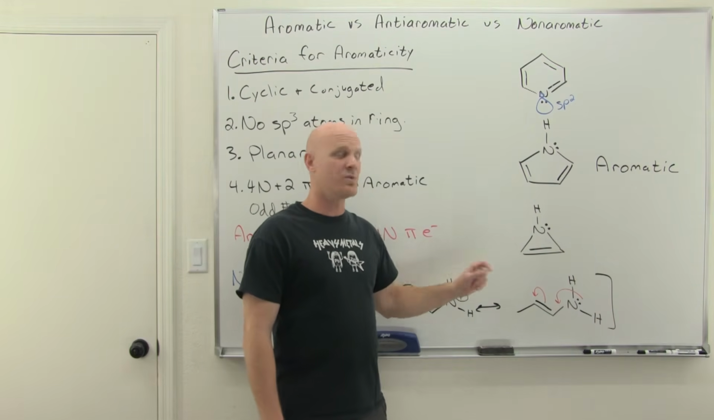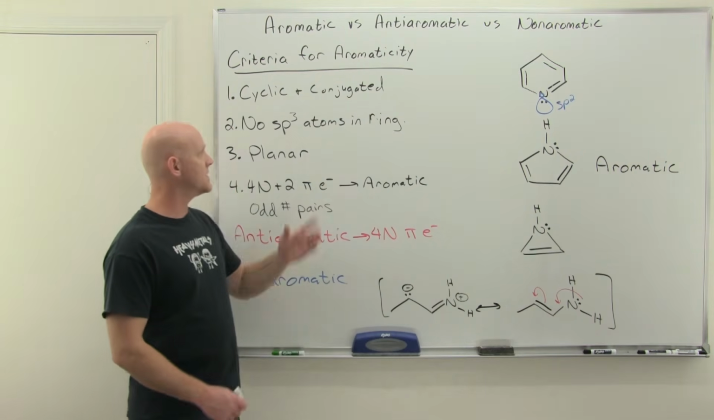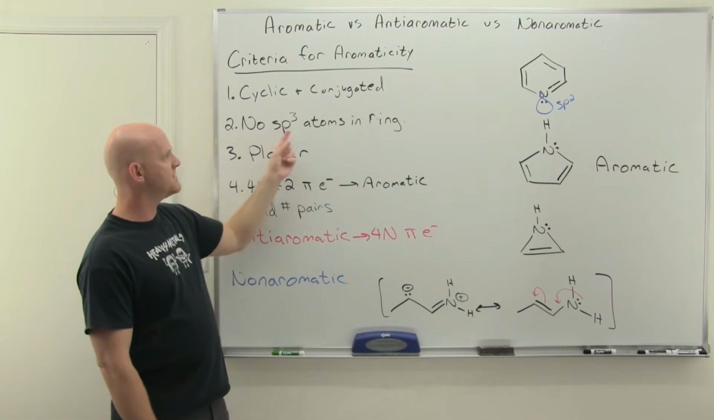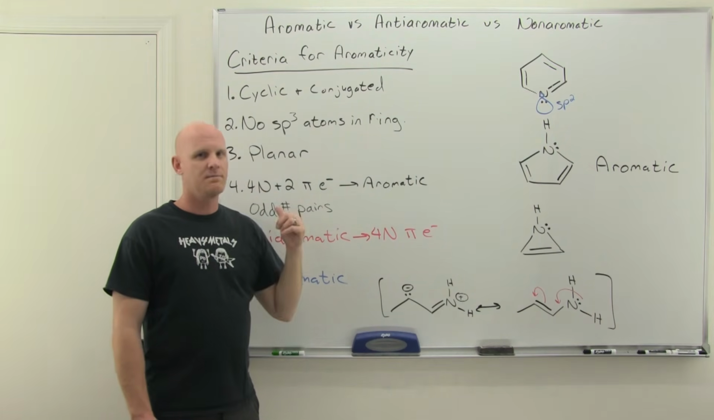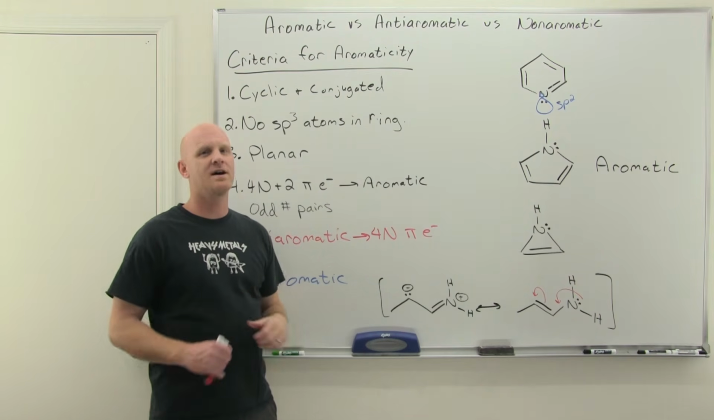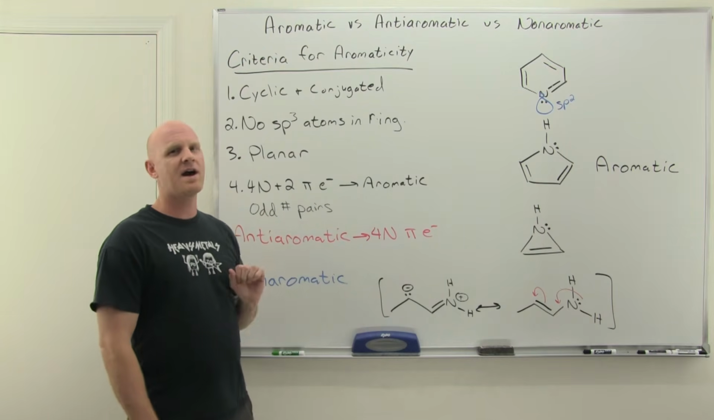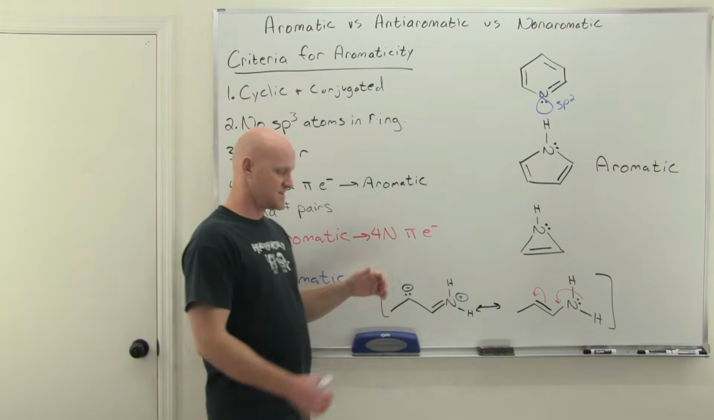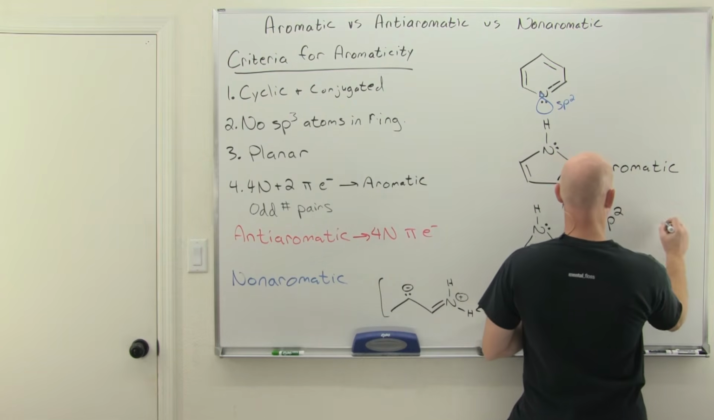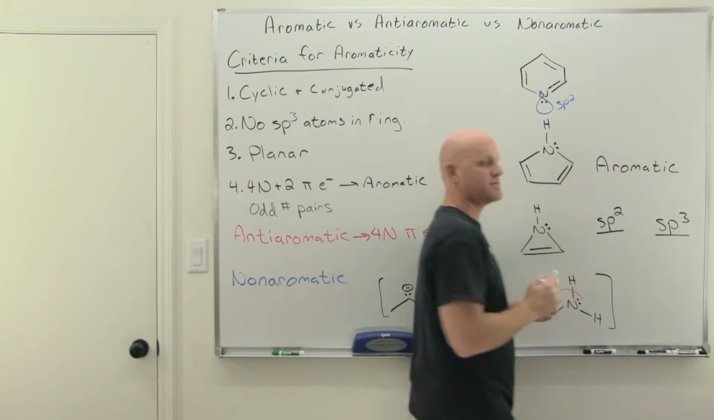But because he's in a ring, maybe he is and maybe he isn't. Let's see how this plays out in this case. So cyclic and conjugated, check. No sp3 atoms in the ring? Maybe. Planar, 3 atoms in the ring, definitely a smaller ring than 7, so definitely can be planar. And now we've got to figure out how to count pi electrons. And so the question is, is this nitrogen sp2 or sp3? That is the question before us.